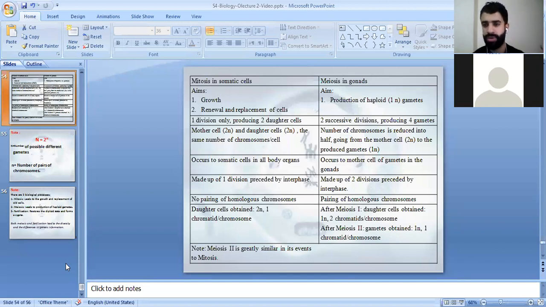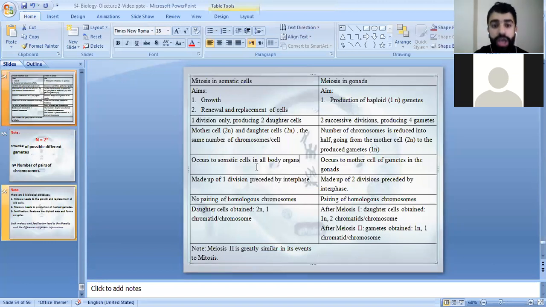One division only in mitosis. We don't have mitosis 1 and mitosis 2. So one division only, producing how many cells? 2 daughter cells. While in meiosis, we have 2 divisions, meiosis 1 and meiosis 2, and they are not separated by interphase, producing 4 gametes, 4 daughter cells. In mitosis, mother cell and daughter cell have the same number of chromosomes; they are identical. In meiosis, the number of chromosomes is reduced to half, from the mother cell 2N to the gamete, which is 1N.